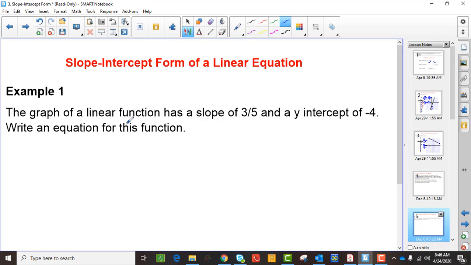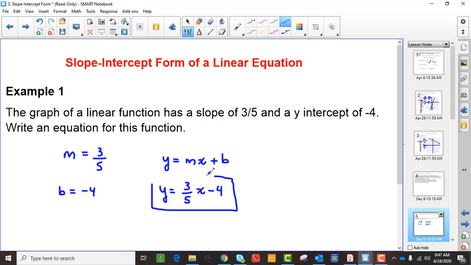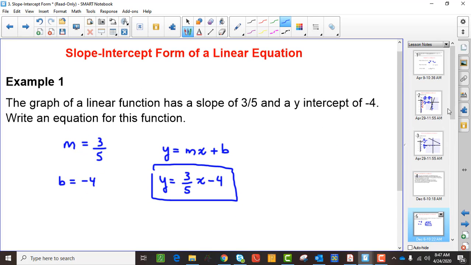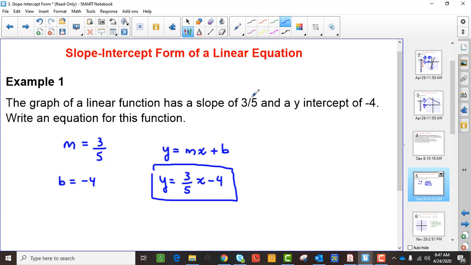So it says the graph of a linear function has a slope of 3/5. So I'm going to write that down. M is 3/5. Okay, and then it gives me a y-intercept of minus 4. So that means b is minus 4. So I can then write my equation, y equals mx plus b, really quickly, because I can just go 3/5 of x and then minus 4. And that's my answer. Okay, that's my equation, because I know my slope and I know my y-intercept. So the slope-intercept form lets me write out equations really easily if I'm given them in word problem form, where I'm given those two pieces of information. I'm given the slope and the y-intercept.